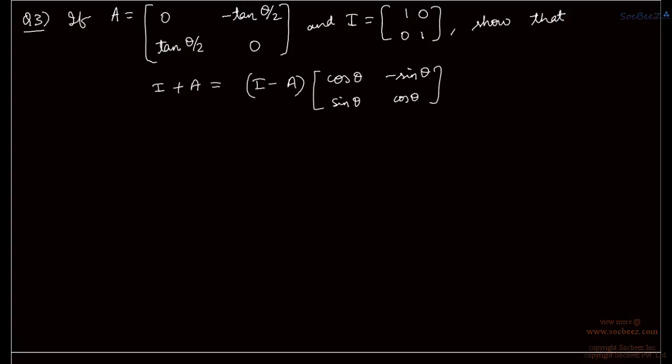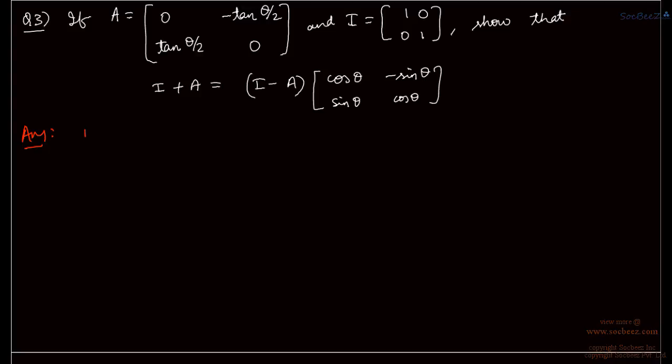So instead of going the traditional way from left to right, we will try to go from right to left. Okay, because the left has relatively simple terms, just the addition of two matrices. So we will first subtract A from I, and then multiply that with the matrix given here, cos theta, minus sin theta, sin theta, cos theta, and see if we can link it to I plus A. Okay.